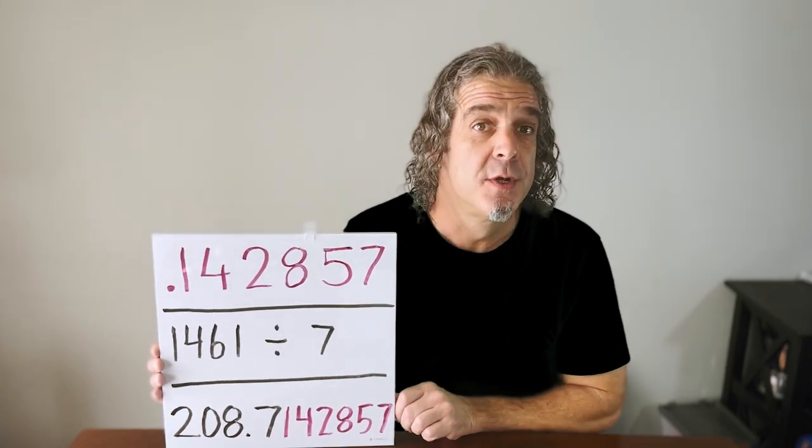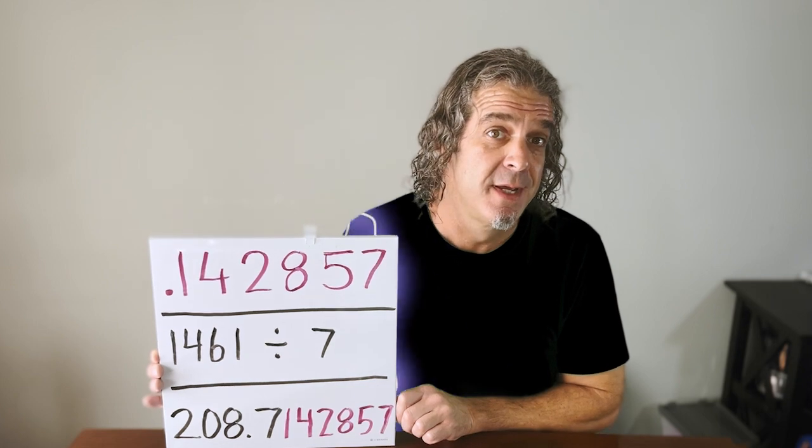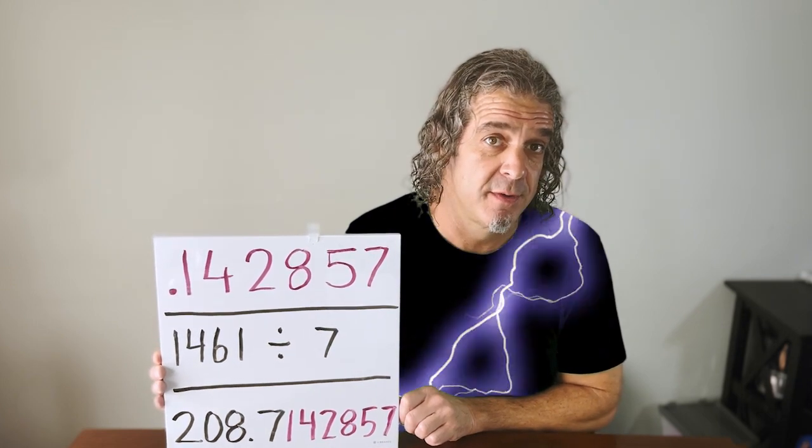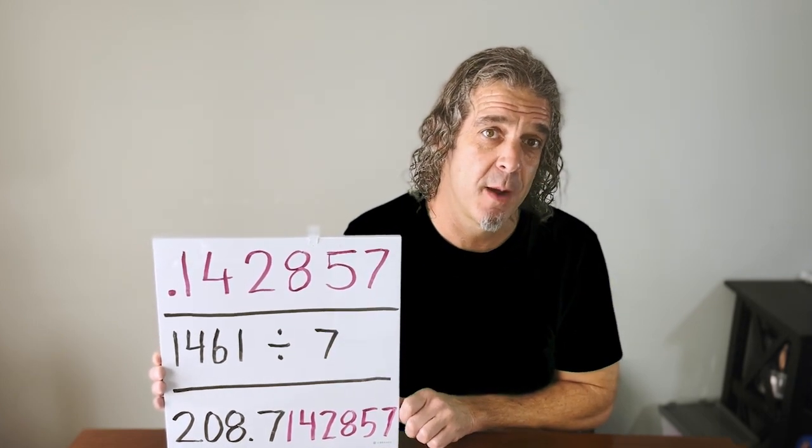There are 1,461 days in 4 years. If you divide that by 7, which is how many days are in a week, you will end up with 208 weeks, 0.7142857. There, my friends, is that cyclic number.